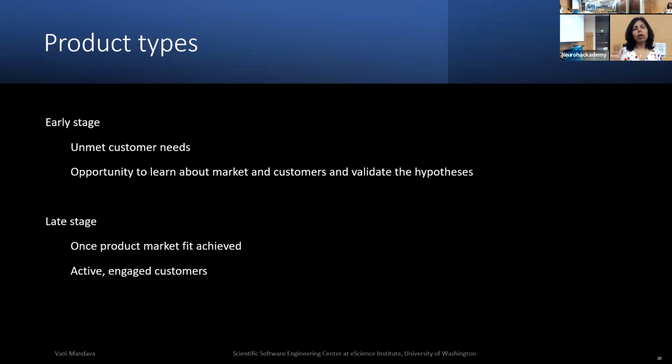And then another way of looking at product development is there's two stages under which you have to consider your product development. One is an early stage product, which has unmet customer needs, and you have a lot of freedom and flexibility to try out various hypotheses and test it out in the market, depending on what kind of resourcing and funding you have to be able to do this. There's A/B experimentation. There's all kinds of things you can do.